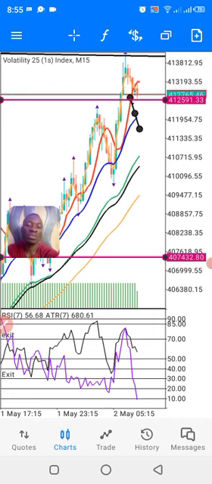Just take the opportunity to dive into Volatility 25 (1s) today. It is going to sell. The candle is already forming, it's forming to sell downward. So take the opportunity and make profits.